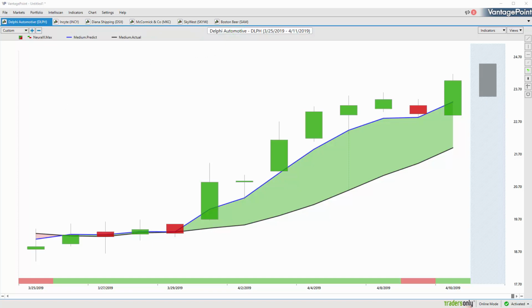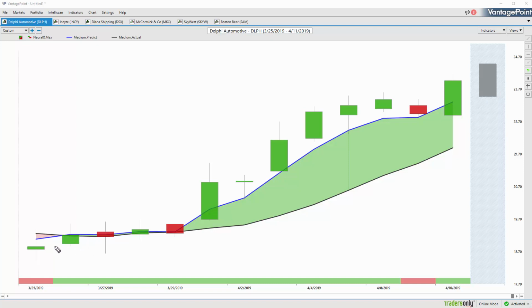So starting here with Delphi Automotive, really great template for how we want to use this software, really regardless of the market that we may be trading. What we have here are daily bars, daily candlesticks representing the past price action. Each one of those candles represents a full trading day.